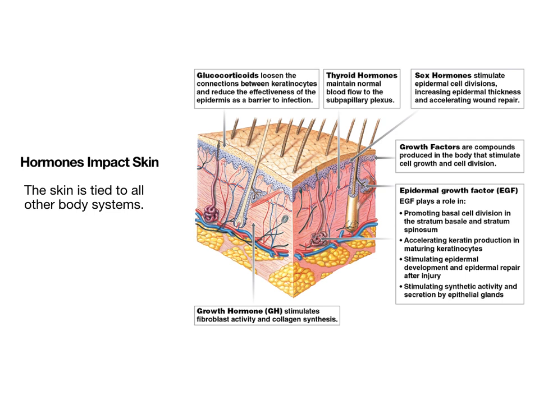All right, so the first one we're going to talk about is the glucocorticoids, which are our steroid hormones. They loosen the connections between the keratinocytes and reduce the effectiveness of the epidermis as a barrier to infection. So remember from the previous slide when we were talking about those decreased sex hormone levels, altering the hair and fat distribution. That is what these steroid hormones are doing.